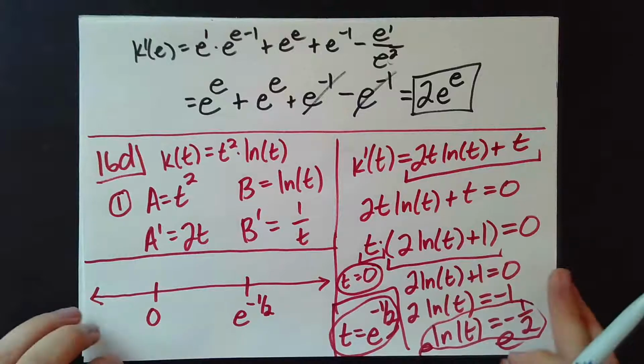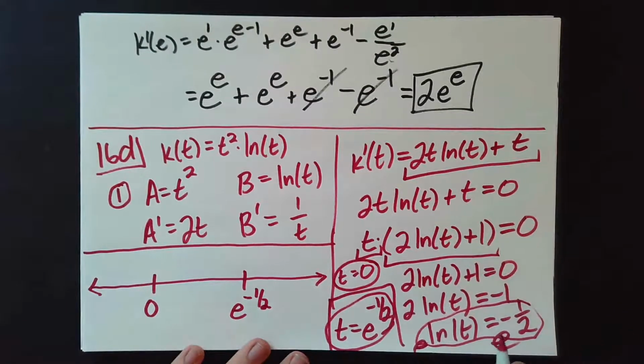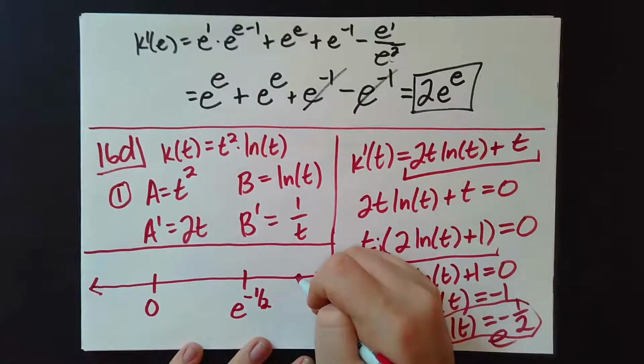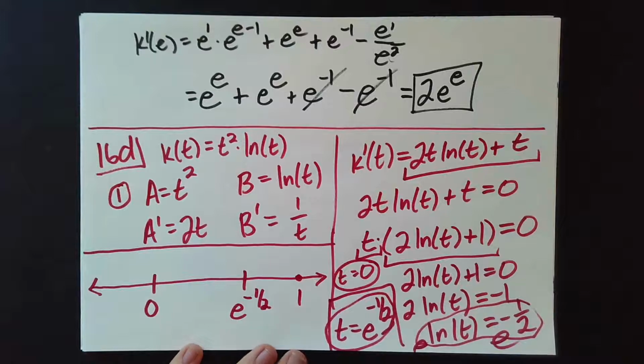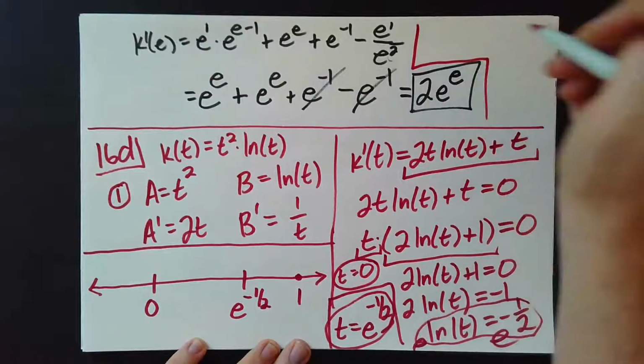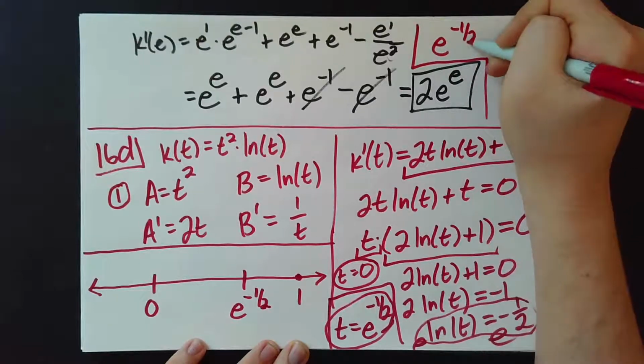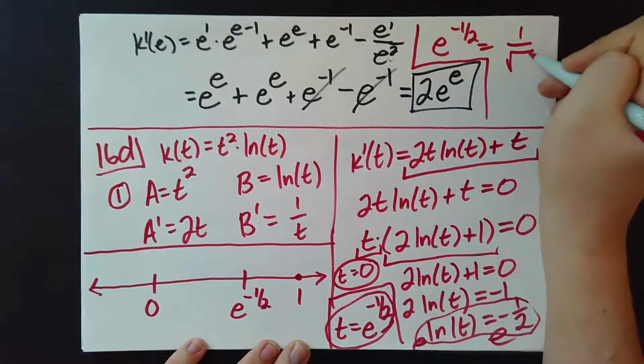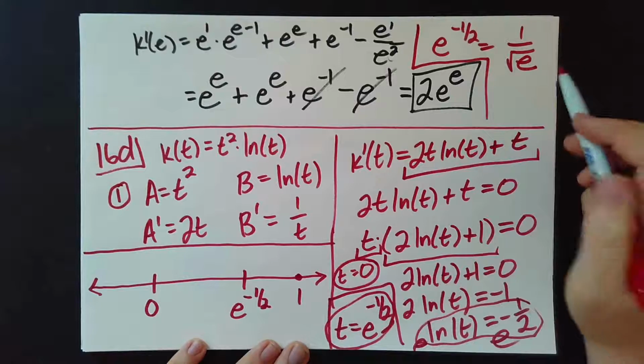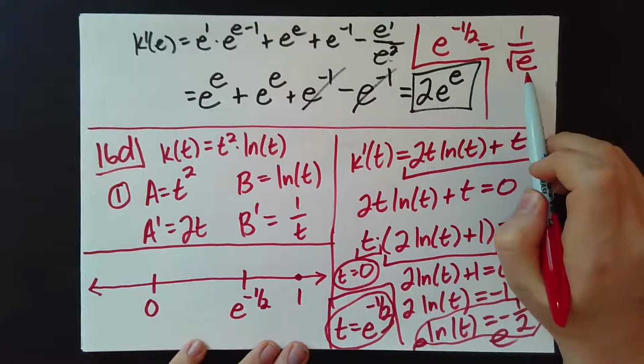Okay. And I need to pick some test points here. So this number is significantly less than 1, so I can pick 1 as my test point over here. Remember, I know that because e to the minus 1/2 is 1 over the square root of e. The square root of e is bigger than 1, so 1 over the square root of e is less than 1.